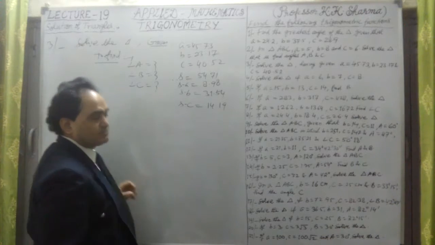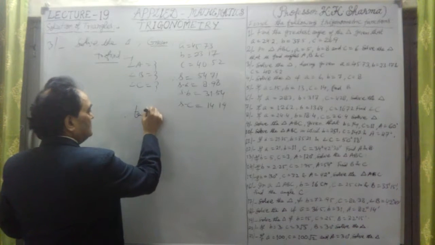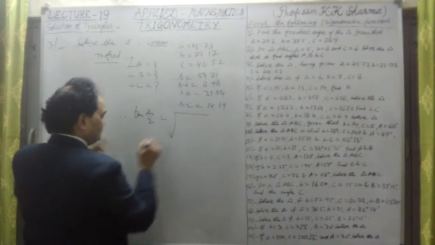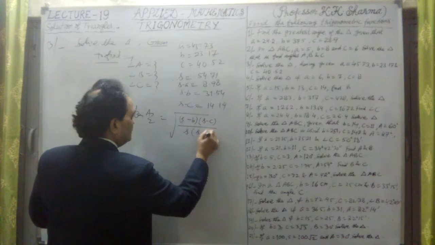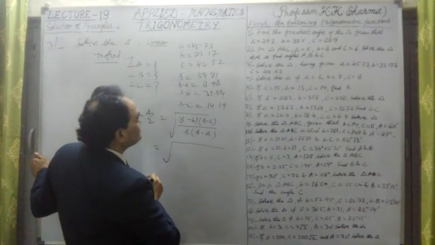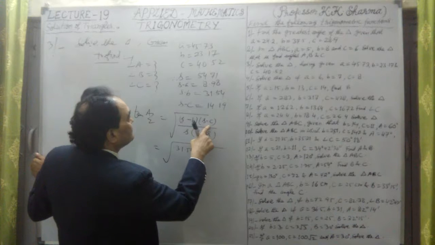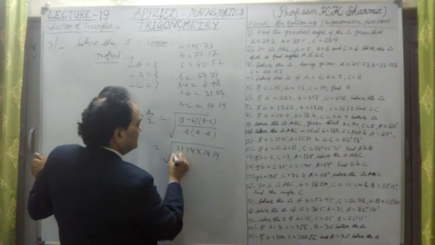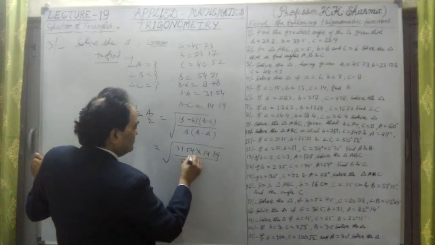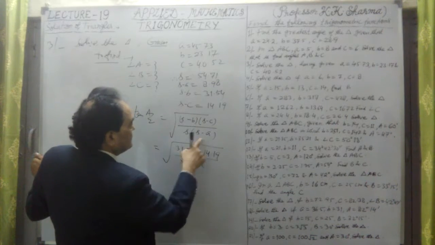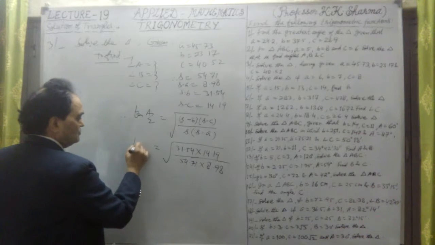Now let us take the formula. tan B by 2 we have to find first, so let me take tan A by 2. Therefore tan A by 2 is equal to under root s minus b into s minus c divided by s into s minus a. It will give us the values. s minus b is 31.54 into s minus c, 14.19, divided by s, which is 54.71, into s minus a, which is 8.98. Therefore, this is the tan A by 2 value.